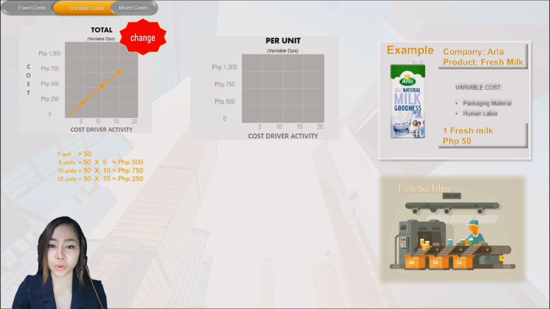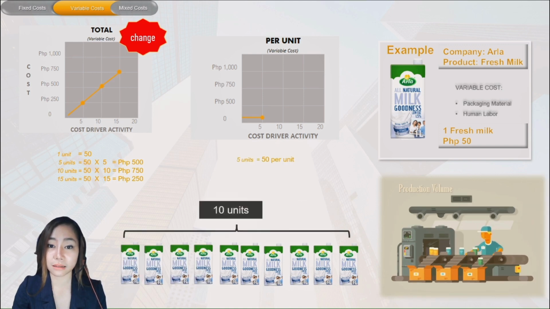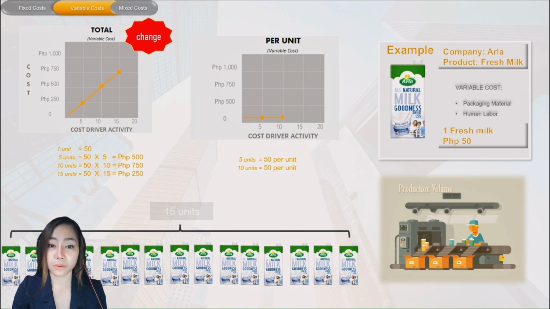So now for the variable cost per unit. The variable cost per unit is the amount of labor, materials, and other resources required to produce your product. It requires the company to have a variable cost of 50 pesos to create one fresh milk. So the first unit is 50 pesos. Then if it is 5 units, the price per unit is still 50 pesos. And at 10 units, the price per unit is still 50 pesos each. So for 15 units, still 50 pesos each.